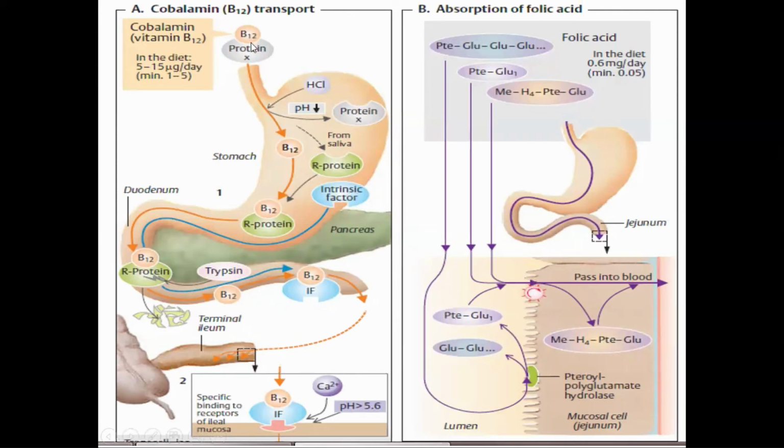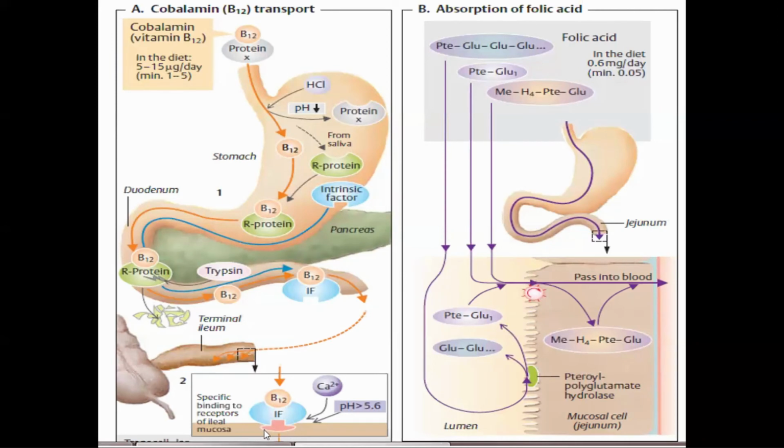Vitamin B12, we consume in the diet. It comes to the stomach, and from the parietal cells there is the secretion of intrinsic factor. Vitamin B12 has a binding site on the intrinsic factor. Once vitamin B12 binds to the receptor present on the intrinsic factor, it goes and gets attached to the receptor present on the small intestine.